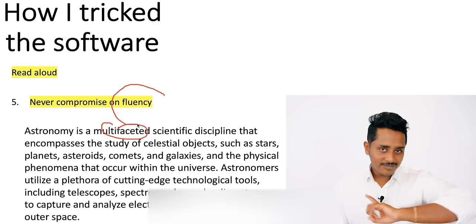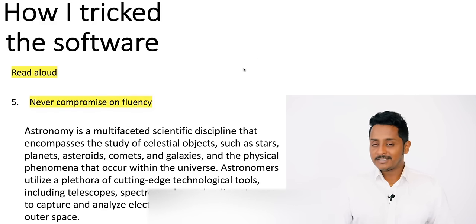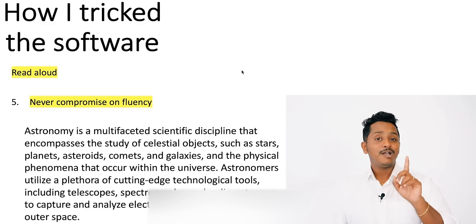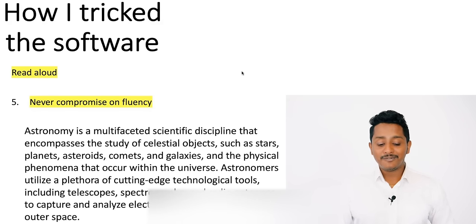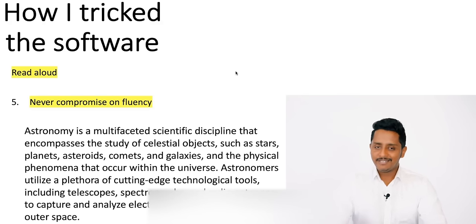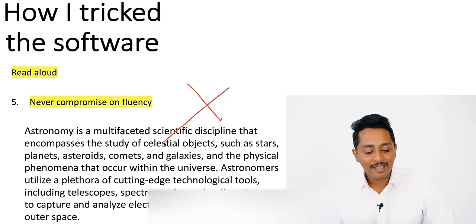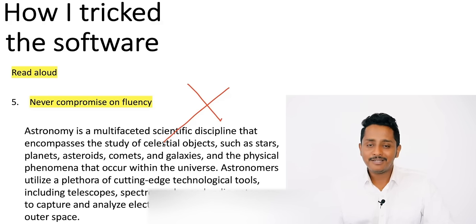And what is fluency? It's not speaking fast. Astronomy is a multifaceted scientific discipline that encompasses the study of... Don't do that. It's not about speaking slow. Astronomy is a multi-faceted scientific... No, it's not about giving multiple pauses. Astronomy is a multifaceted scientific discipline that encompasses the study of celestial objects such as stars, planets. No. It's not about giving stresses. Astronomy is a multifaceted scientific discipline. No, it's not about going with intonation. Astronomy is a multifaceted scientific discipline that encompasses. No. Then what is it about?